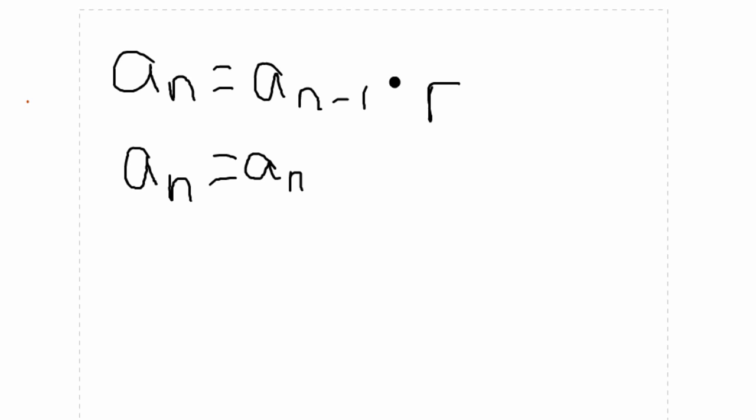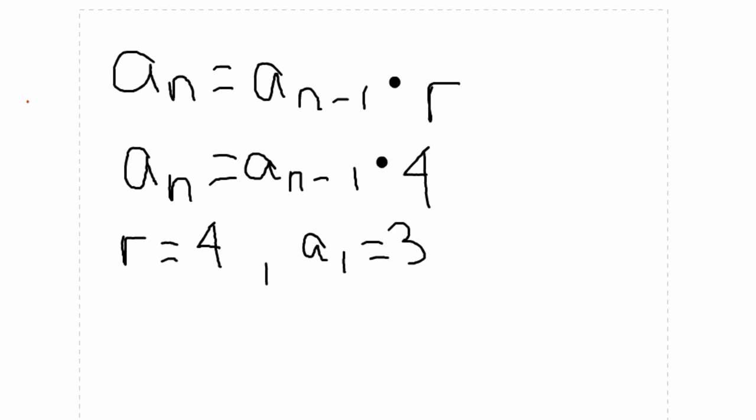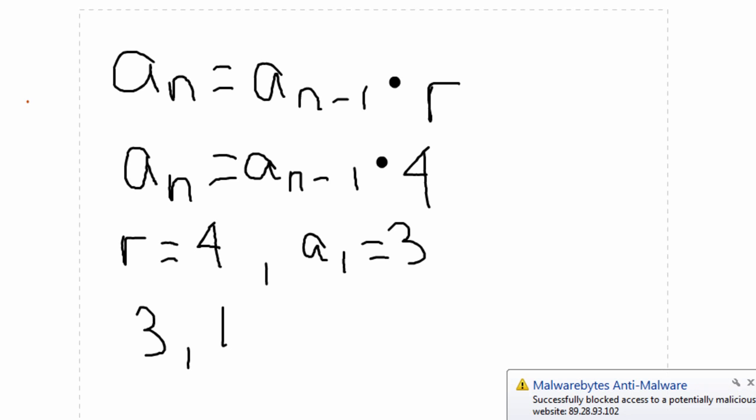For example, the sequence a sub n, where a sub n equals a sub n minus 1 times 4, which has a common ratio of 4, and a1 is 3. The sequence is 3, 12, 48, 192, and you keep proceeding like this all the way up until you get to a sub n minus 1 times 4.